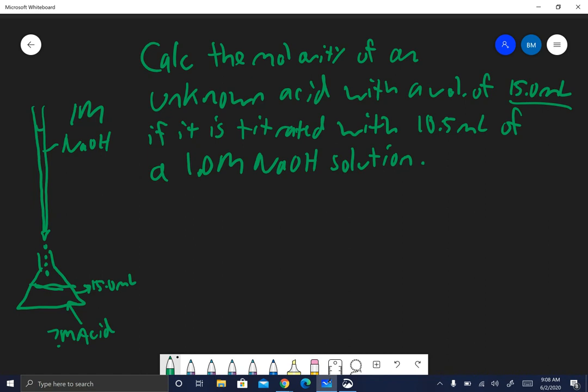Now, the volume of the base I gave to you right here. I didn't give you an initial and then a final like I've been talking about. That's typically how it's done, but to save some time I'm just going to give that to you, because right at this point, for the sake of time, it's just a brief understanding of how to do this. So we're using Ma Va equals Mb Vb.